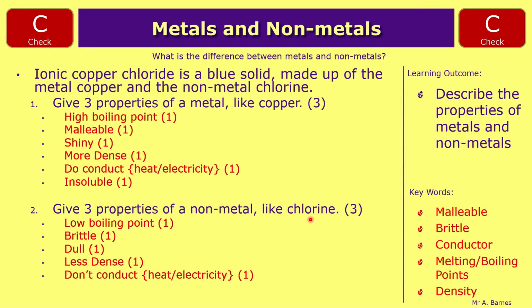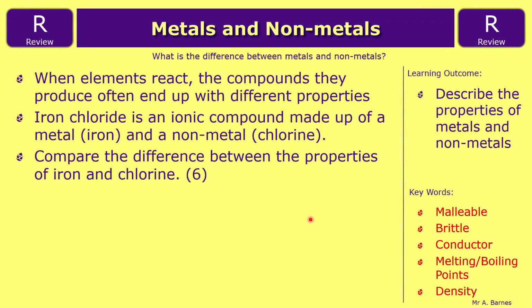So that pretty much ends this video. We'll have a look at the review question, which is when elements react, the compounds they produce often end up with different properties. Iron chloride is an ionic compound made up of a metal, iron, and a non-metal, chlorine. Compare the difference between the properties of iron and chlorine. So very similar to what I've just been talking about. Ignore the waffle, concentrate on here. Compare the difference between iron, which is a metal, and chlorine, which is a non-metal. So what are the properties of metals? What are the properties of non-metals? It's a 6 marker. Off you go. And that ends this video.